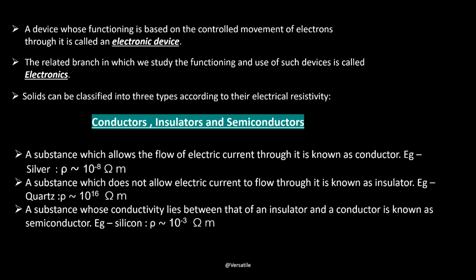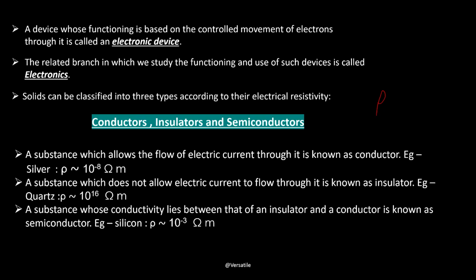So a substance which allows the flow of electric current through it is known as a conductor, or in other words, a substance which has very low resistivity is known as a conductor. Okay, for example, silver, copper, and here this symbol rho indicates resistivity, and here the resistivity of silver is approximately equal to 10^-8 ohm meter, which is very less.